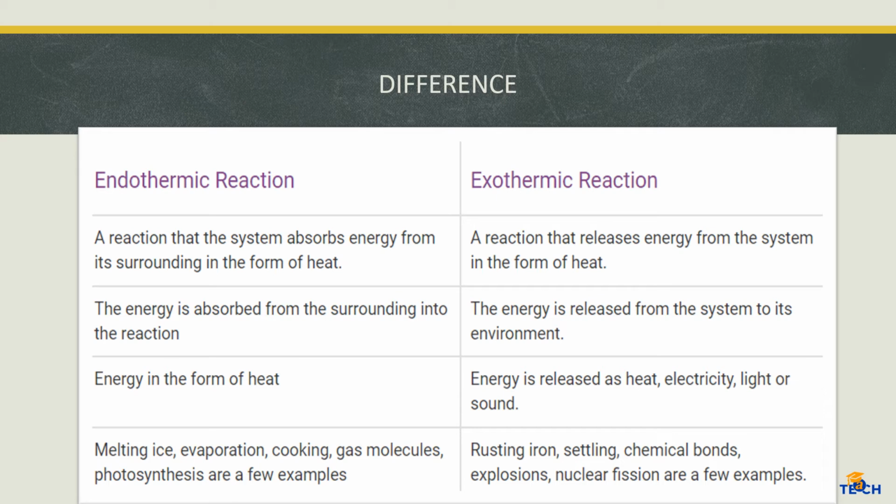While the energy in an exothermic reaction is being released from the system to its environment. Energy is released as heat, electricity, light or sound. For example, rusting iron, setting of chemical bonds, explosions, and nuclear fission are a few examples.